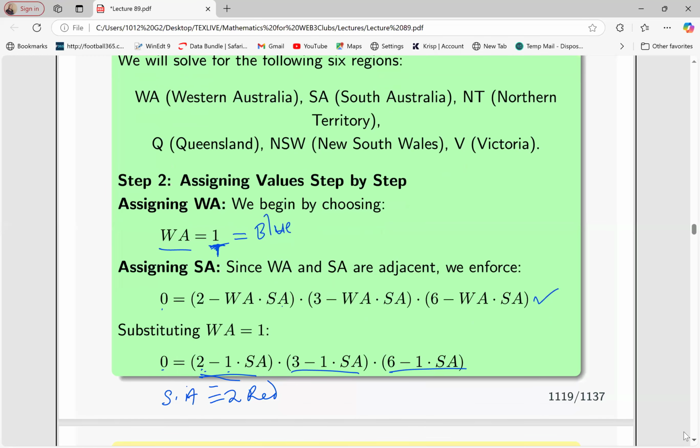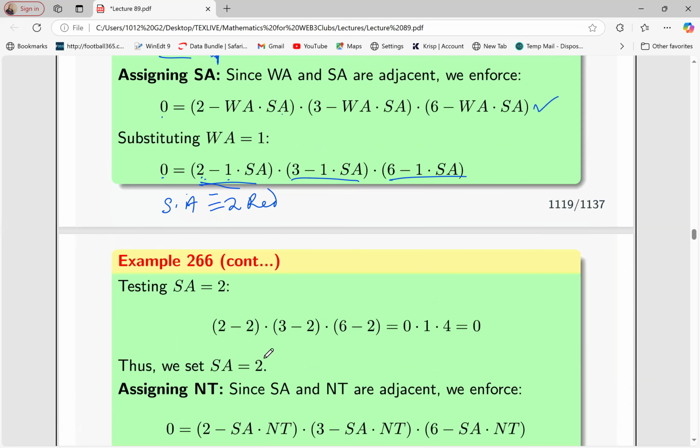That's what we are doing. We've now found 2 colors on the map, and you color them. Then you find out whether Western Australia has another neighbor. Of course, it doesn't. Western Australia had only one neighbor, which is Southern Australia. Since Western Australia had been assigned 1, Southern Australia, using this constraint, we've assigned it 2. Now, Southern Australia is 2.